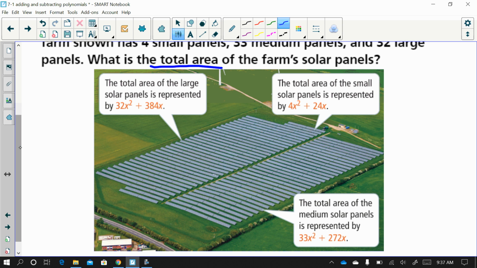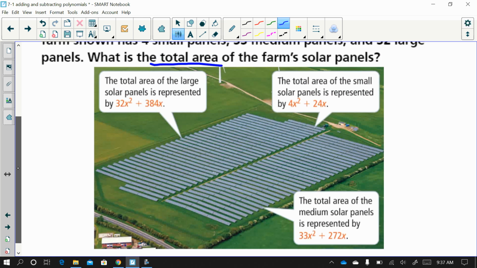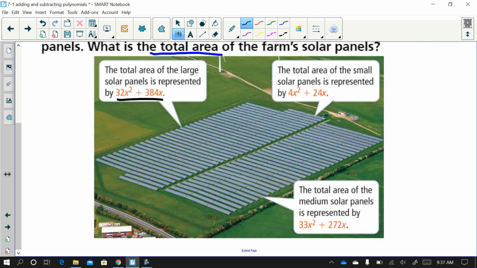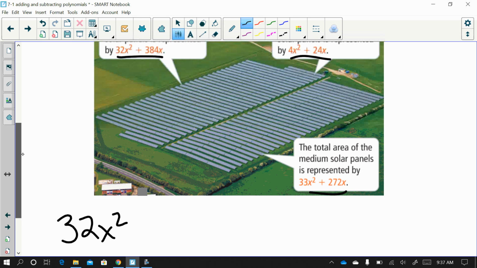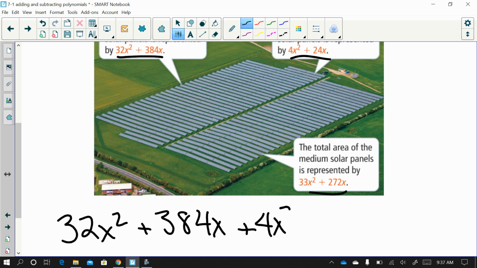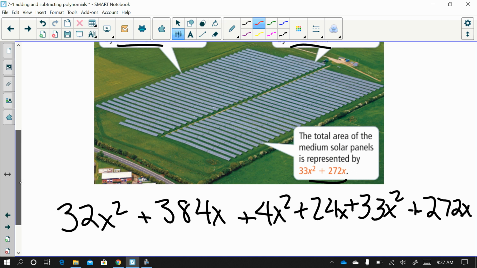How do I find total? You said add them up. You are absolutely correct. So all we need to do here is add these 3 panels. Okay, so if it's easier, you can write it all out. I'm going to extend my page a little bit. 32x squared plus 384x plus 4x squared plus 24x plus 33x squared plus 272x. Okay, and then literally just combine your like terms.